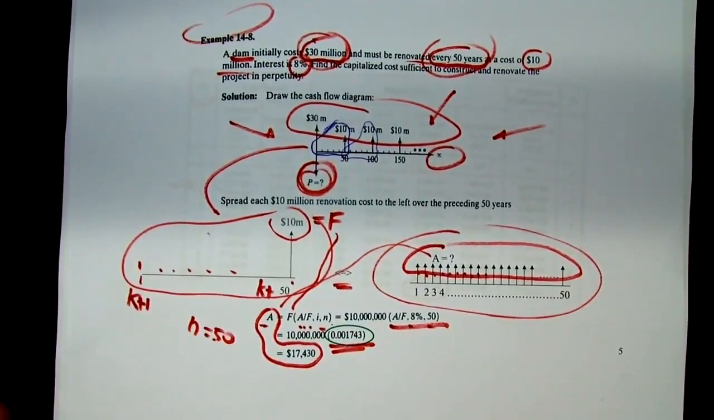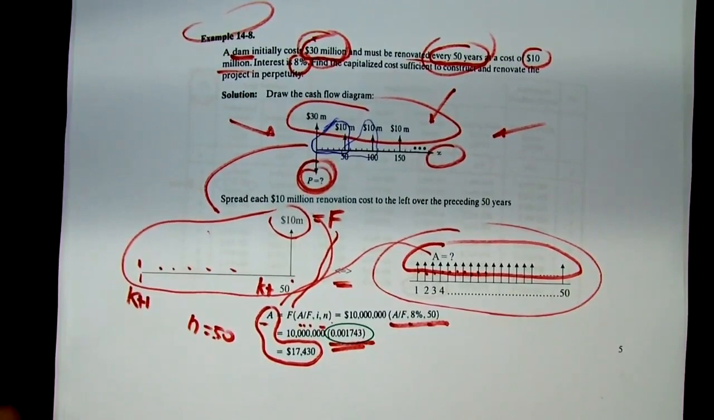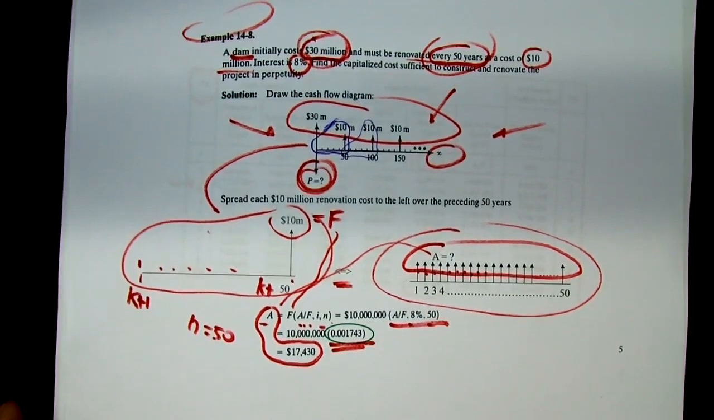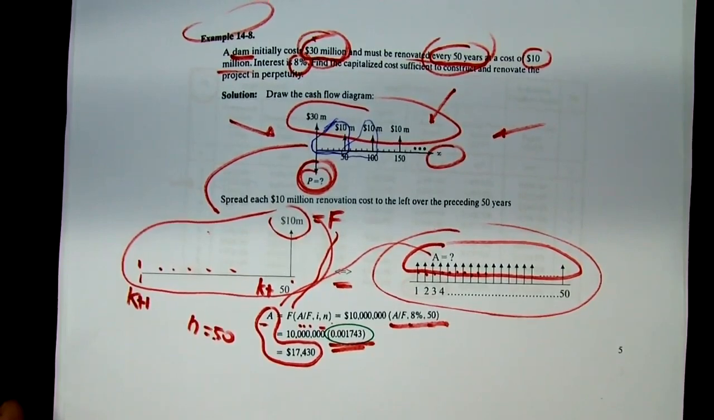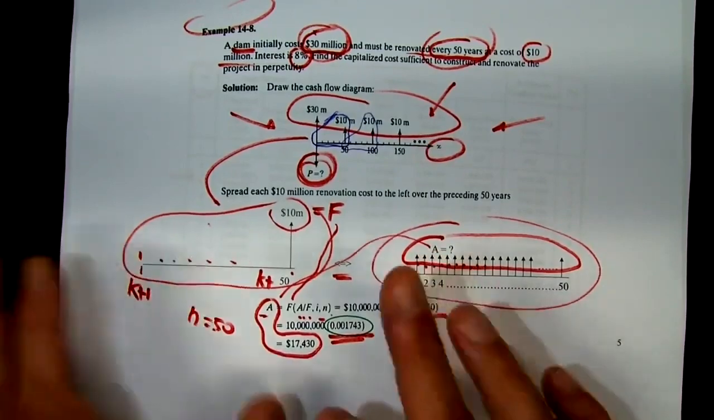Does it make sense to everyone? You will actually withdraw the $10 million when you need it, not the 17,430. I will get to it in a minute. It's the calculation for P. So follow this first step first. I want you to understand this.